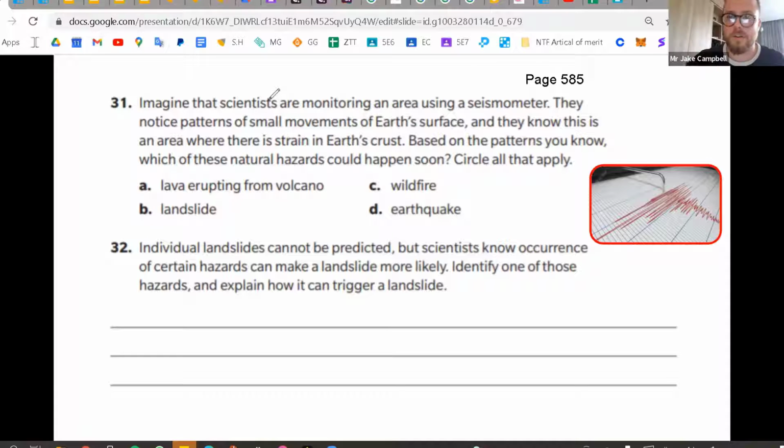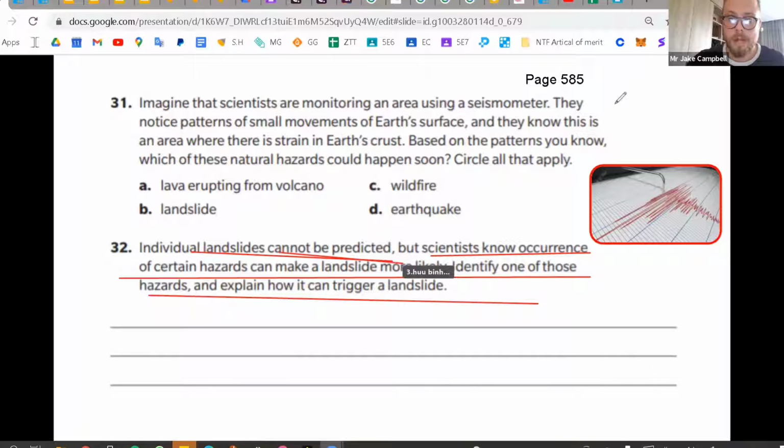Very good. Okay, class, for this question, we are all going to use the same example. However, you're all going to individually explain how it can trigger a landslide. So for anyone who wasn't listening, we're going to choose a hazard that can make a landslide happen, and then we're going to explain how the landslide happens because of that hazard.